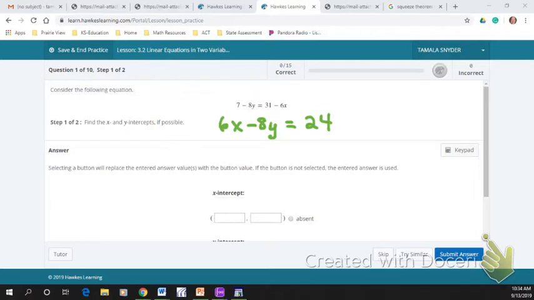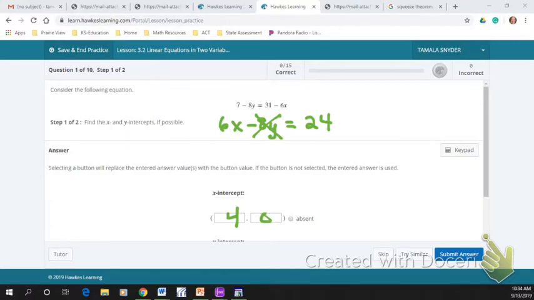Okay, so x-intercept. If you want to find the x-intercept, you want to cover up the y, because in the x-intercept, the y value is a 0. So if I let this be a 0, I end up with 24 divided by 6, which is 4. So I'm going to type 4 in there in a second.